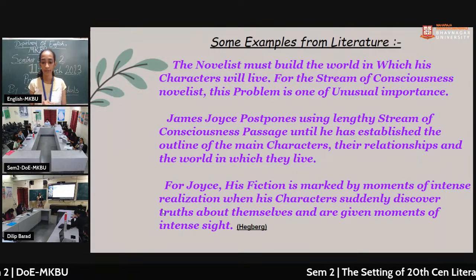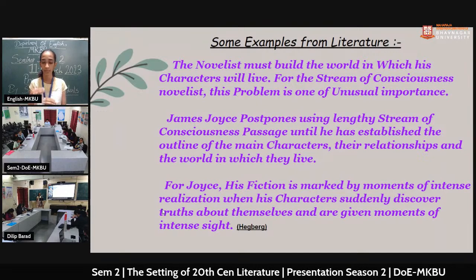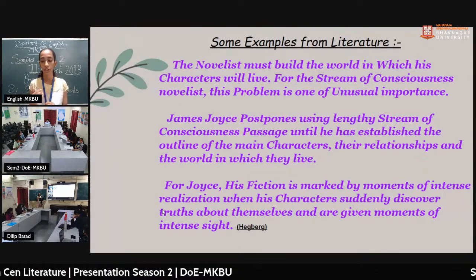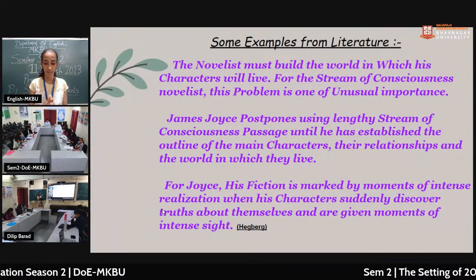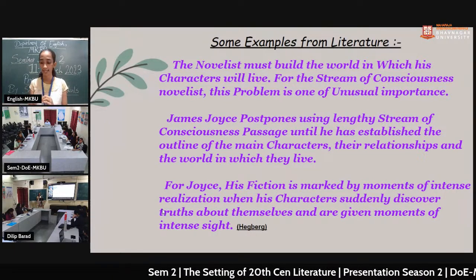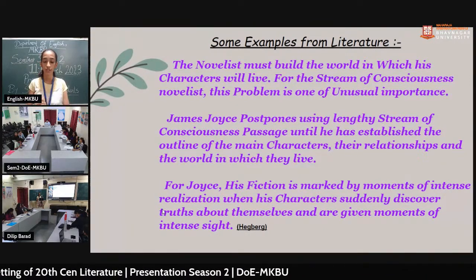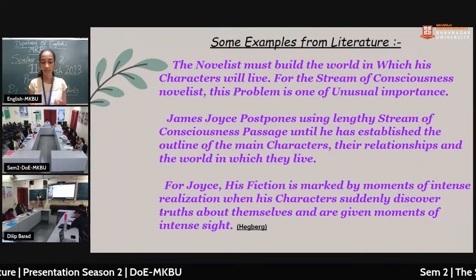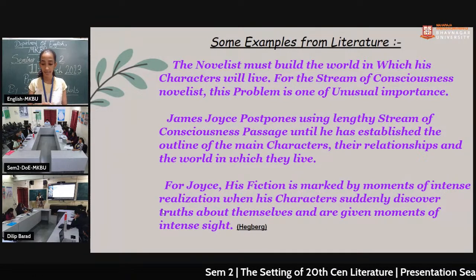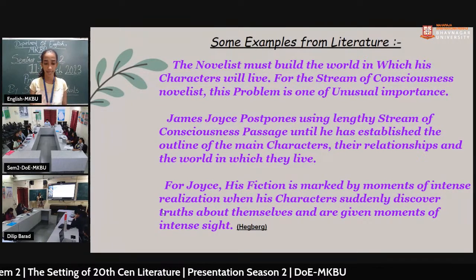Some examples from literature. The novelist must build the world in which his characters will live. For the stream of consciousness novelist, this problem is one of unusual importance. James Joyce postpones using lengthy stream of consciousness passages until he has established the outline of the main characters, their relationships, and the world in which they live. His fiction is marked by moments of intense realization when his characters suddenly discover truths about themselves and are given moments of intense sight.